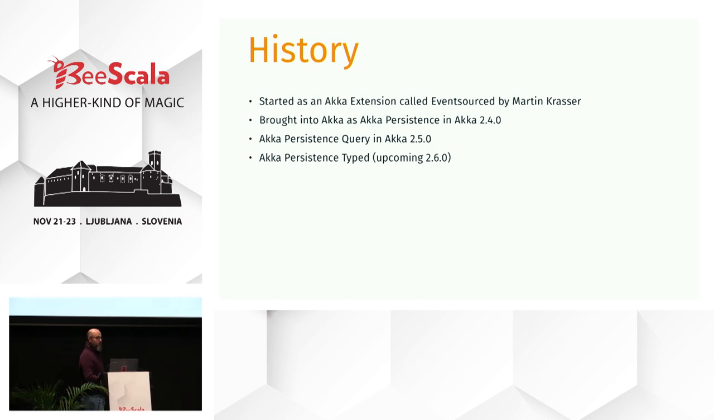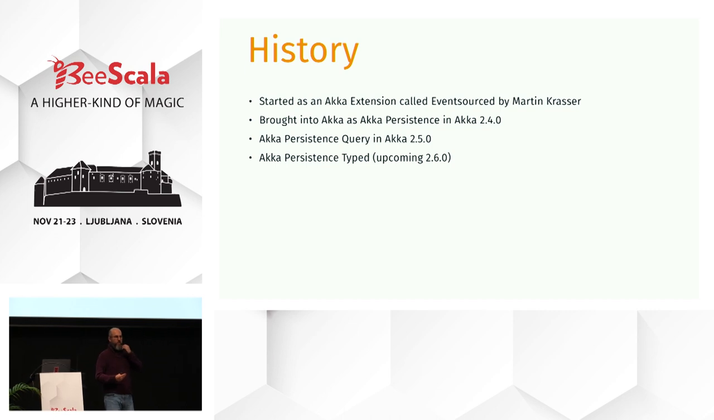In Akka 2.4, that extension became part of Akka. It was integrated in the Akka code base and became Akka Persistence. But when you persist events for an actor, you can only use those events for that actor. There was one piece missing. At the time, there was something called the persistence view, but it was not exactly what we needed. That was at some point deprecated and replaced by Akka Persistence Query.